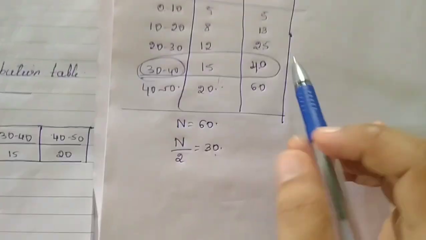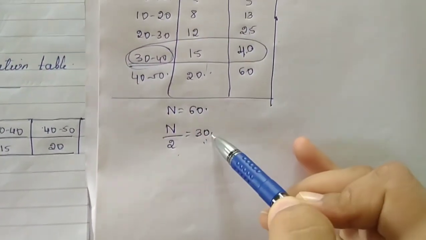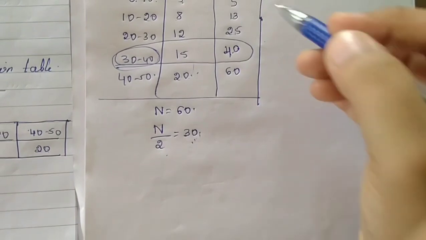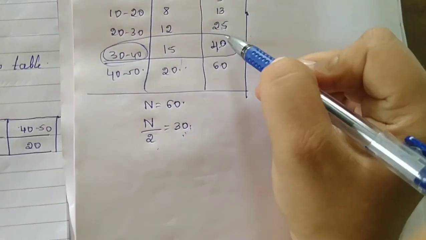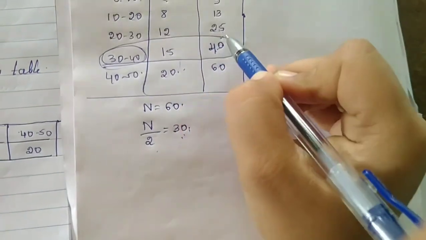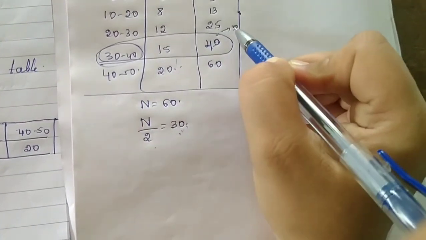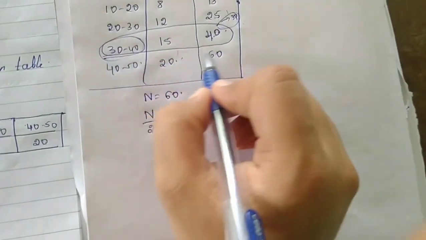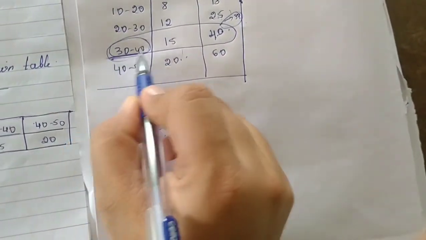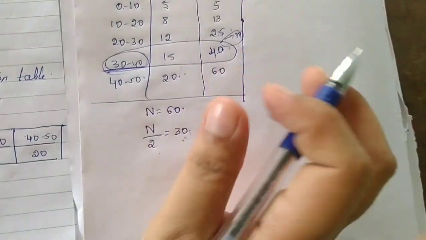Here you can see we got the n by 2 value as 30. More than 25 and below 40, you can find 30 over here. So the cumulative frequency is somewhere here. For that reason, the median class is 30 to 40.